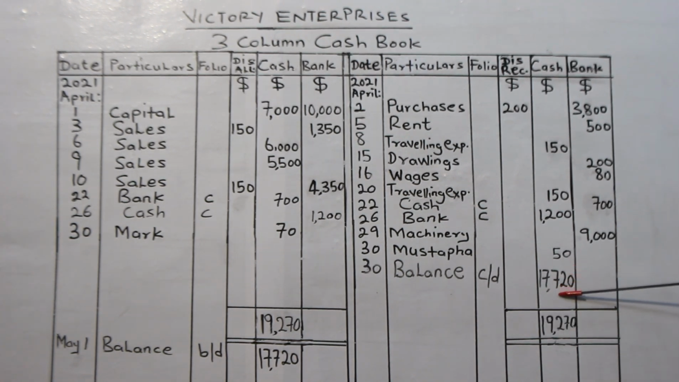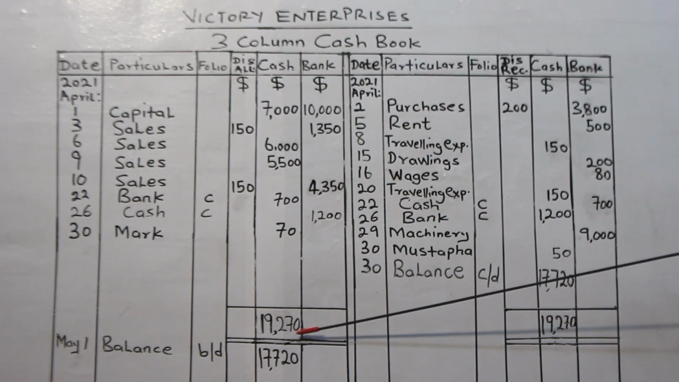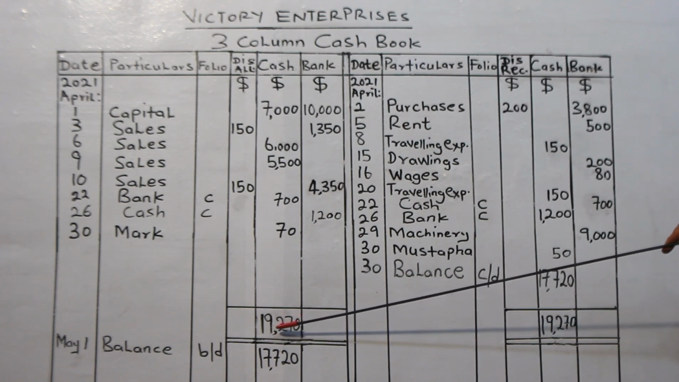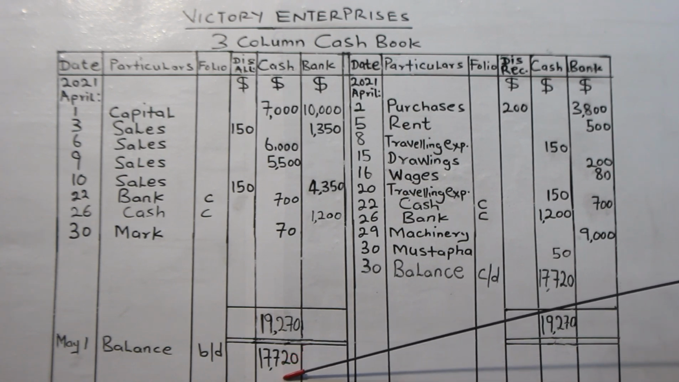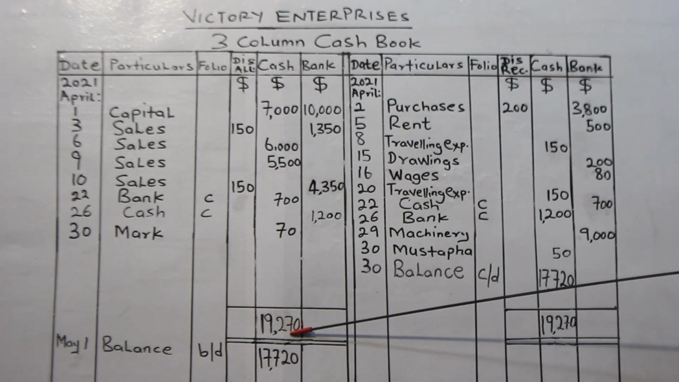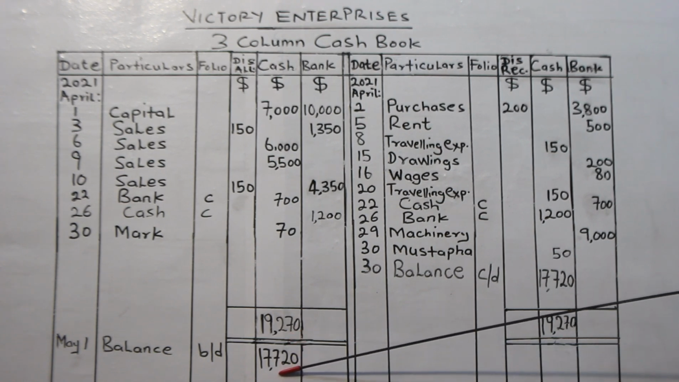Now if you add the total figure on the credit side of the cash book, you have 150 plus 150 plus 1,200 plus 50 plus 17,720. That gives us 19,270, the same as the closed figure at the debit side of the cash book. Then this balance carried down of 17,720 is taken back to the debit side of the 3-column cash book under the closed figure of 19,270 and placed here.